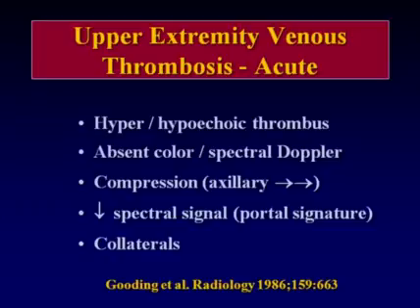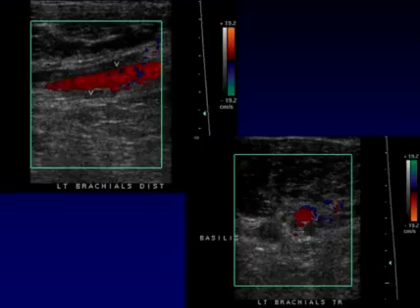Some people have likened it to a portal vein signature. Also remember, collaterals develop very quickly in the upper extremity veins and can actually cause confusion. These are a couple of classic, typical examples of what you see in the brachial distribution. You can see the vein on either side of the brachial artery, and again, these are the brachial arteries.